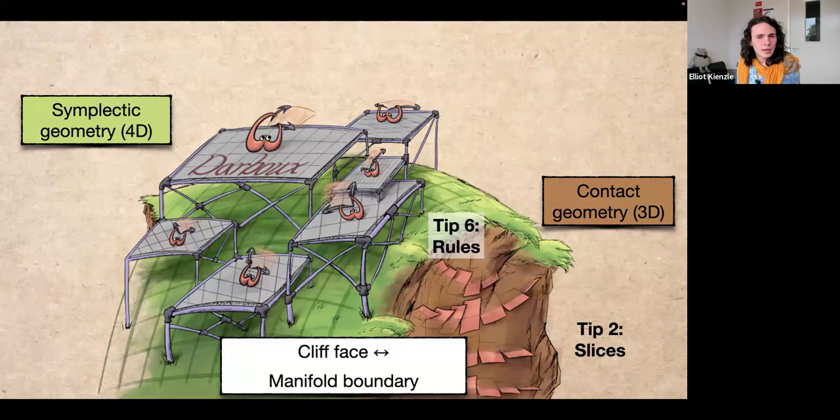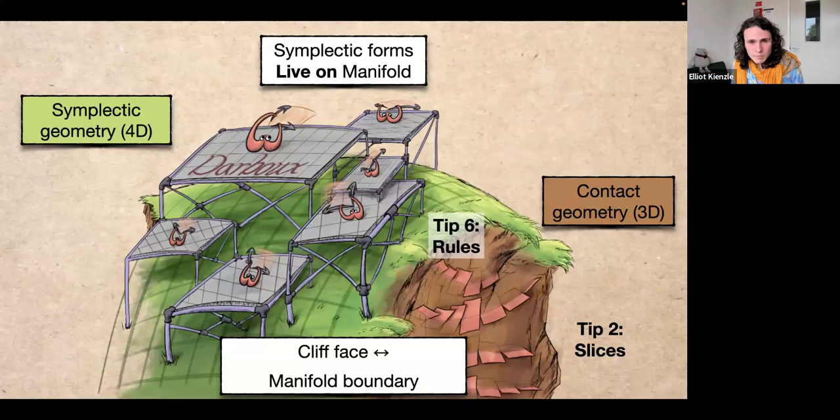When does that happen in real life? Well, the cliff face is the boundary of the cliff. So I put contact geometry on the cliff face and symplectic geometry on the full body of the cliff, and that communicates the relationship. There's some more going on. For example, in mathematics, at least I think about geometric structures as living on top of an immutable manifold and moving around on it. The way I represent that is the symplectic forms are themselves critters that live on top of the manifold.